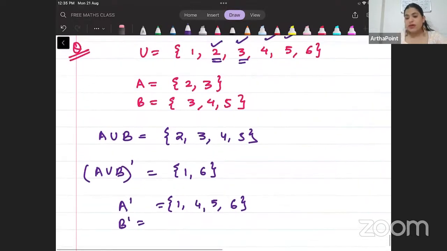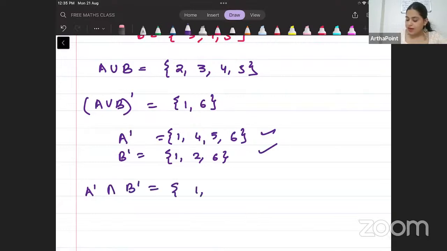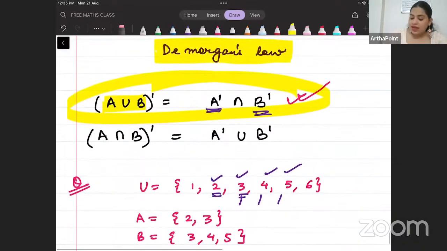You will remove everything from the universe where B is present. So you will remove 3, 4, and 5. So B complement will be 1, 2, and 6. Now find the intersection between these two. A complement intersection B complement will be 1 and 6, because only these are common now. 1 is common and 6 is common. So we have proved De Morgan's law. We have proved that (A union B) complement is equal to A complement intersection B complement.